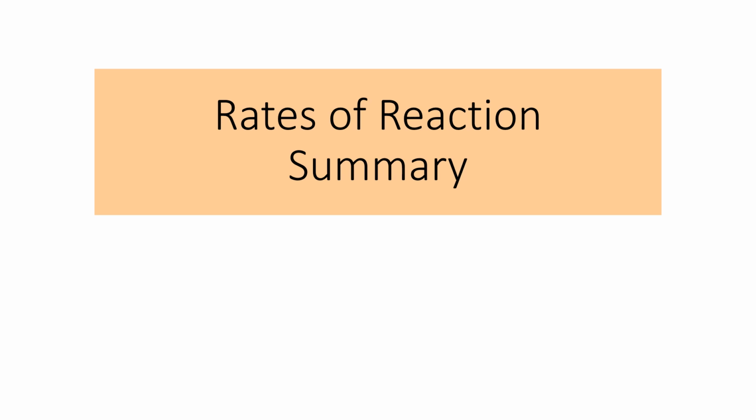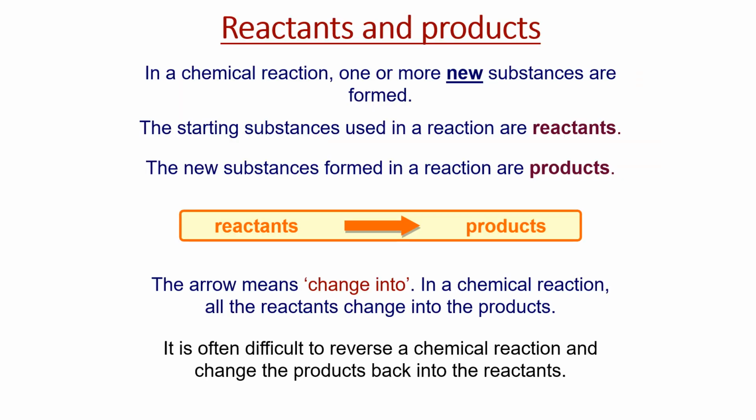So this video is a summary of all of the stuff that you need to know for rates of reaction at National 5. So in a chemical reaction, we need to know that the chemicals we start with are called reactants and the chemicals we finish with are called products.